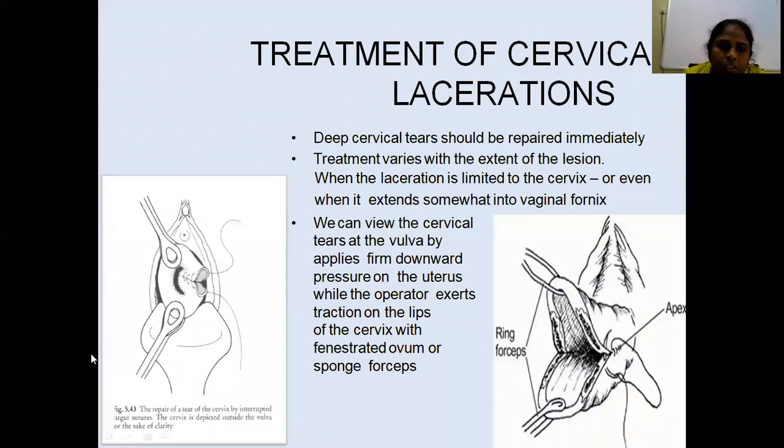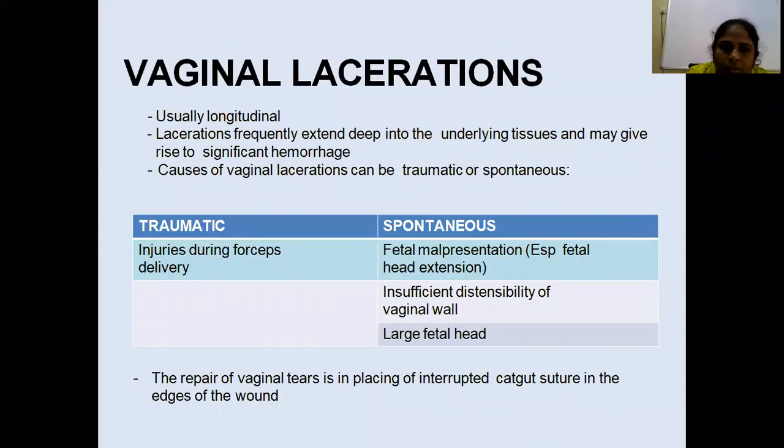Treatment of cervical lacerations: see, this is the cervix upper lip, this is the lower lip. These are the sponge holders. The cervix is very soft, so you can't put any Allis or any traumatic forceps here. Sponge holders will hold the cervical lip softly without any injury to the cervix. This is the cervical tear. This is the apex, or the starting of the tear. So you start suturing from here and go up to here. That way you can suture the cervical tears.